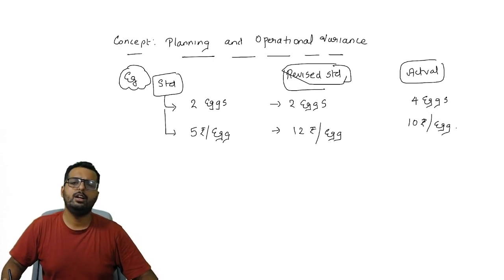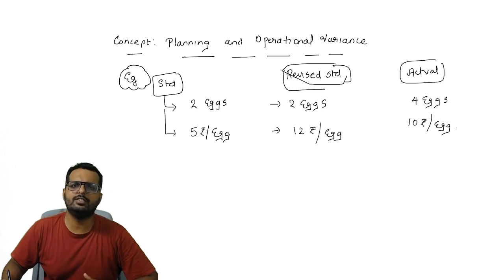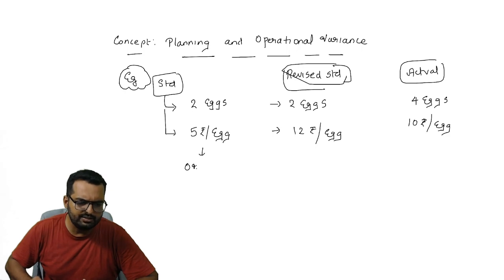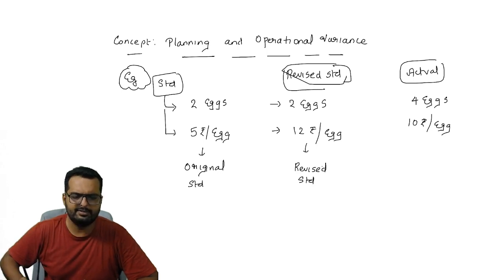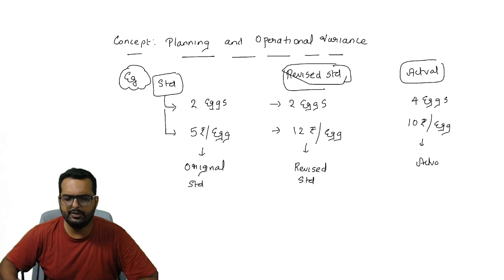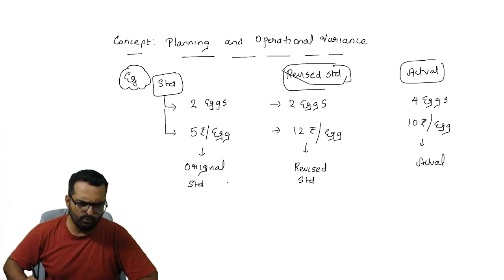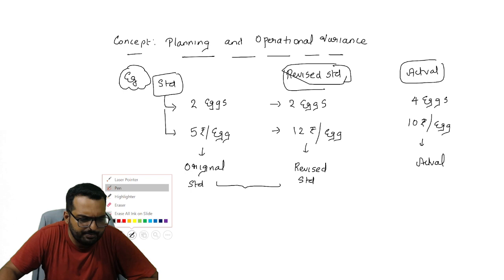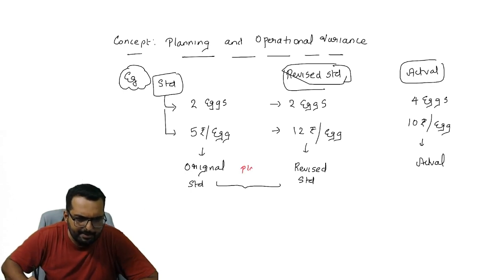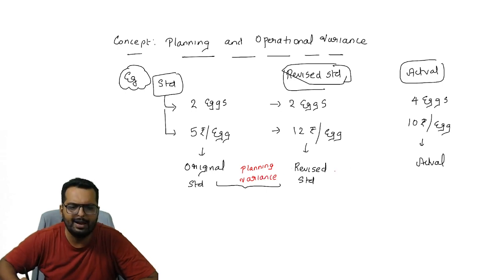So here, friends, a small difference. Earlier we were having standard versus actual. Here, we have the original standard, then a revised standard, and after that, actual. Original standard was 5 rupee per egg. Revised standard is 12 rupees per egg. This deviation is what we call planning variance. That is the difference that is coming due to wrong planning.